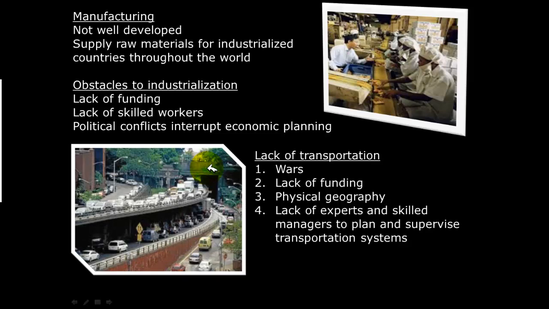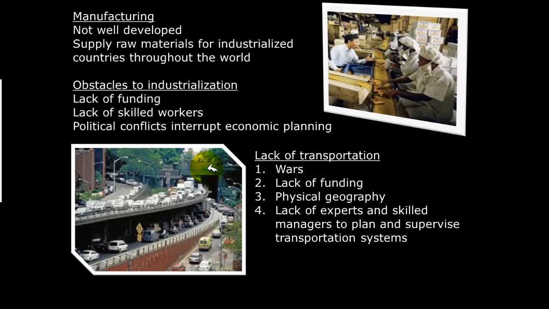Next picture, lack of transportation. Some of the things that cause this part of the world's lack of a developed transportation system. We'll be talking about roads, just paved roads, highways, interstate systems, all those things. The reason why you do not see those things is a few things. Wars, going back to, we discussed, unstable governments, political strife, lack of funding, same things we're talking about for the obstacles to industrialization. The physical geography, in certain parts of the continent it's very challenging terrain.